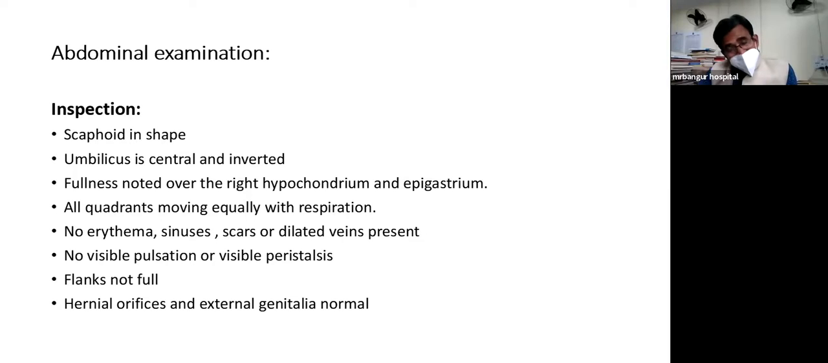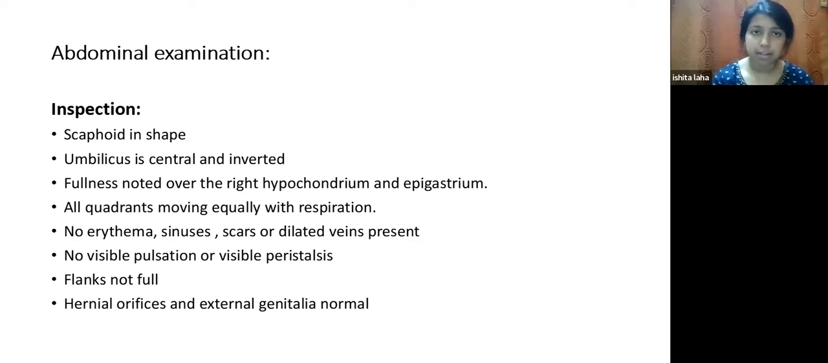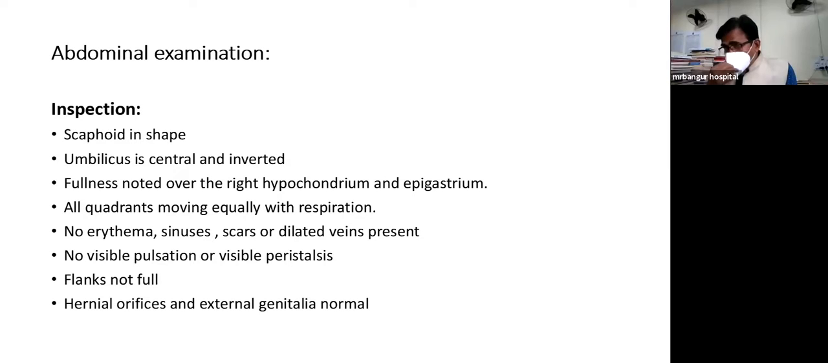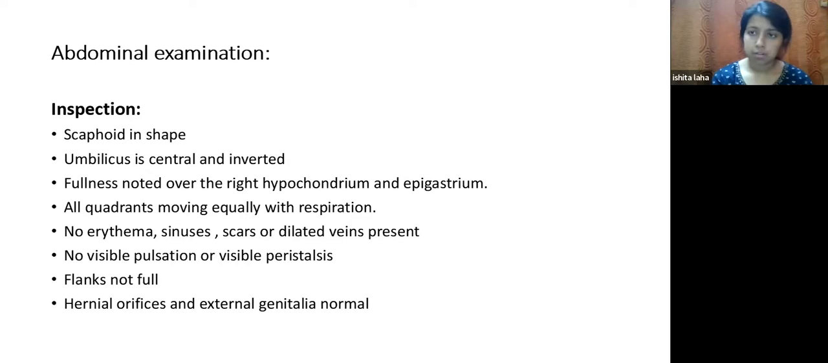Yes. Even a solitary metastasis, no doubt, can be palpable, but more likely, sir, we expect it to be multiple. So if it is multiple, then it is more in favor of metastatic disease. Yes, sir. Even an HCC may be multifocal also. Yes, sir. Multifocal HCC is there.